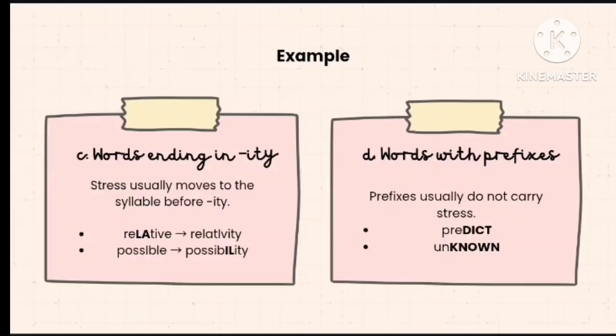Let's start then. Words ending in -ity: the stress usually jumps to the syllable before it. Relatively, possibly, possibility. Words with prefixes, generally prefixes like un-, pre-, re-, do not carry the main stress. The stress is on the root word, like predict, unknown, and rewrite.